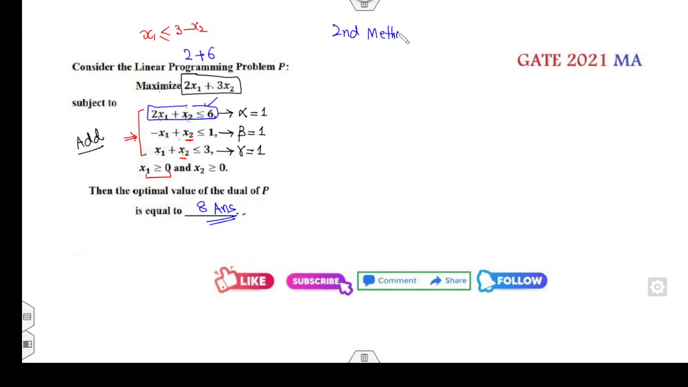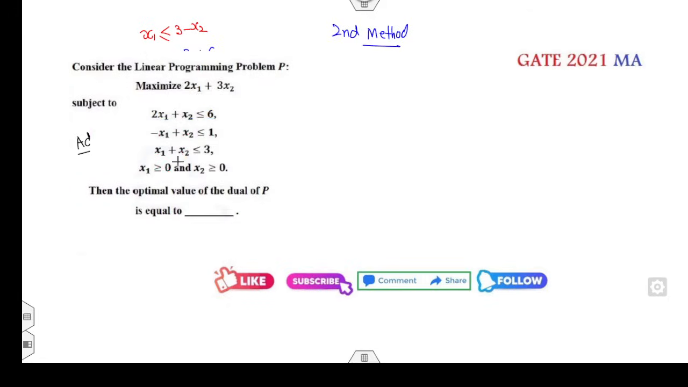Fine. Instead of finding x2 in terms of x1... if you think I made everything in the form of x2, you can make it in x1 also. Find the value of x2. From here, what value came? 6 minus 2x1. I can substitute here; that will be 18 minus 4x1. Find the value of x2 from the second: 1 plus x1. If I substitute 1 plus x1, it is 3 plus 5x1.